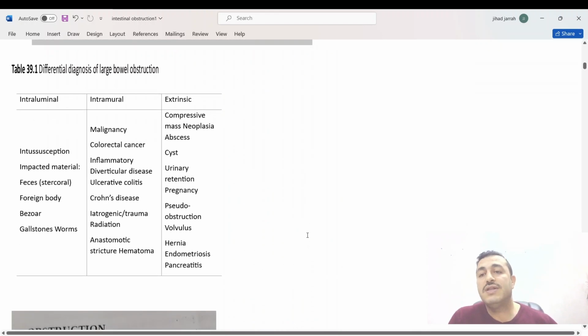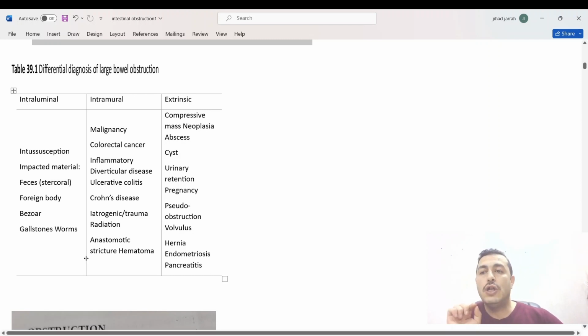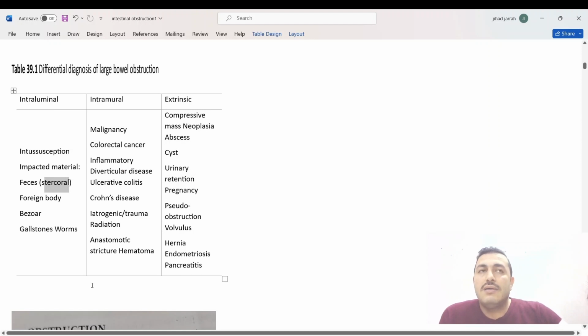You can see here the differential diagnosis of large bowel obstructions. I said do not pay extreme attention to whether this is intraluminal or intramural, because in different literature it can be different. So you can see here intraluminal means inside the bowel: intussusception, impacted material. If feces is impacted, we are talking about stercoral ulcer, foreign body, bezoars, gallstone, and worms.